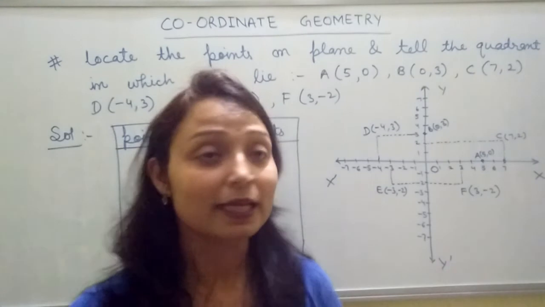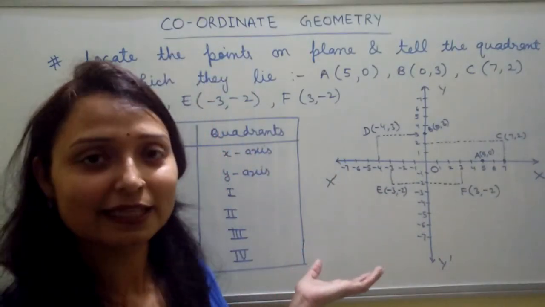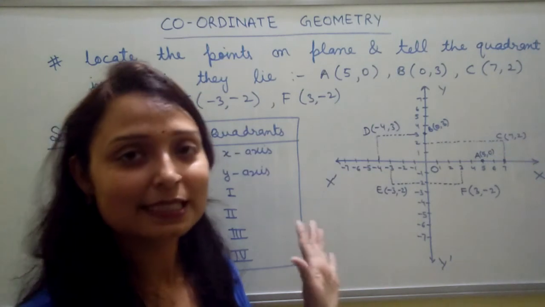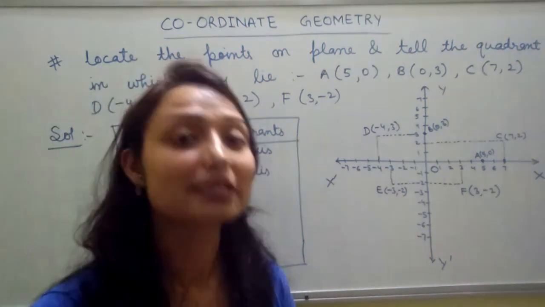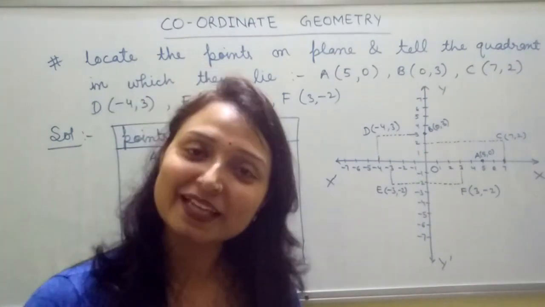So this is the way to plot the points and tell the names of the quadrants in which they lie. This chapter is very easy. Try to do more and more questions like this. Practice this chapter so that the next chapter becomes easy for you, and this is also helpful in the higher classes. Okay, thank you.